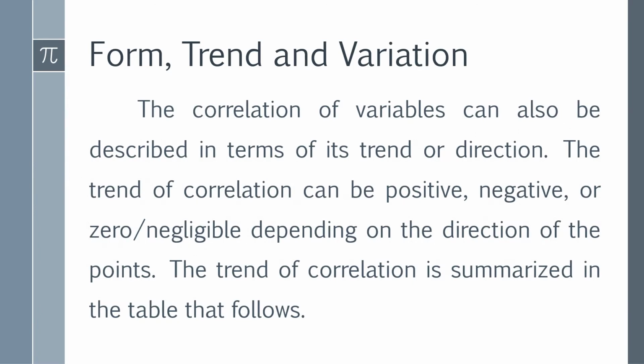The correlation of variables can also be described in terms of its trend or direction. The trend of correlation can be positive, negative, or zero, or negligible, depending on the direction of the points. The trend of correlation is summarized in the table that follows. So let us have the first one.